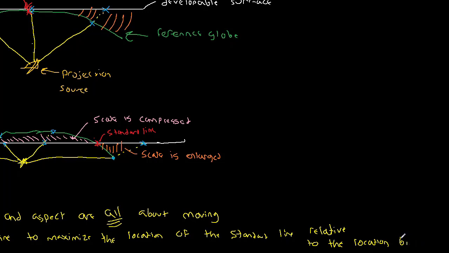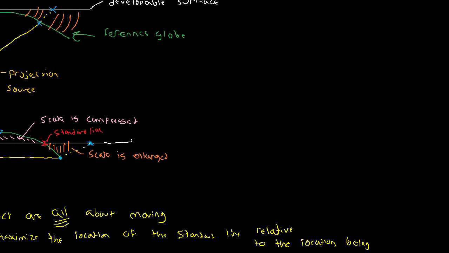Let's try that again. Relative to the location being mapped. Let me repeat that. Class, case, and aspect, so the three properties of the map projections we've been talking about, the number one priority of those three knobs that we can tweak is all about moving the standard lines to maximize the location of the standard line relative to the location that's being mapped.